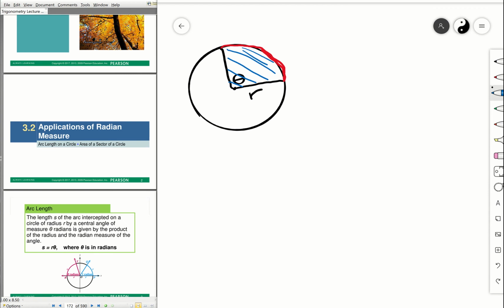So the two quantities of interest are, one, the length of that arc, which we usually denote with lowercase s, and 2, the area of that sector. Now, using two simple proportions, we can come up with nice formulas for that arc length and that area. So first we'll start with the arc length.